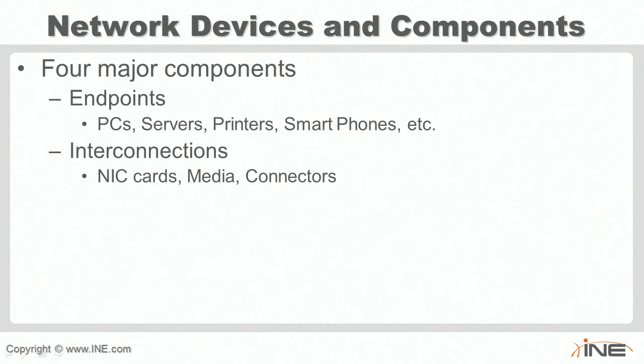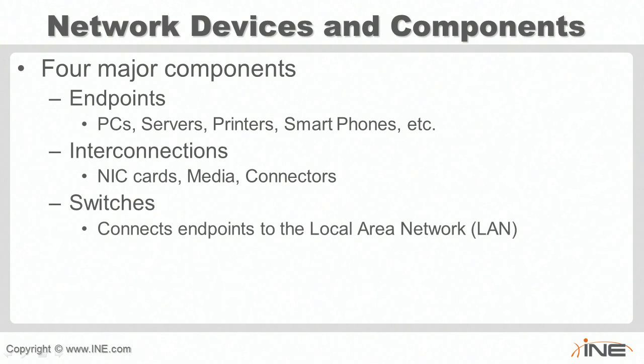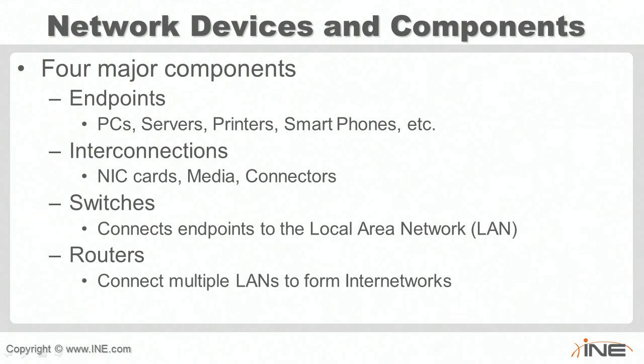So for our scope, the main thing we're going to focus on is the other two. The switches, which are used to connect devices together to make what's known as the local area network, or the LAN, and then the routers, which are used to connect multiple LANs together to make internetworks. Like in the case of the internet, it's a collection of smaller local area networks that routers are connecting together in order for us to go to google.com or whatever other application resource we want.